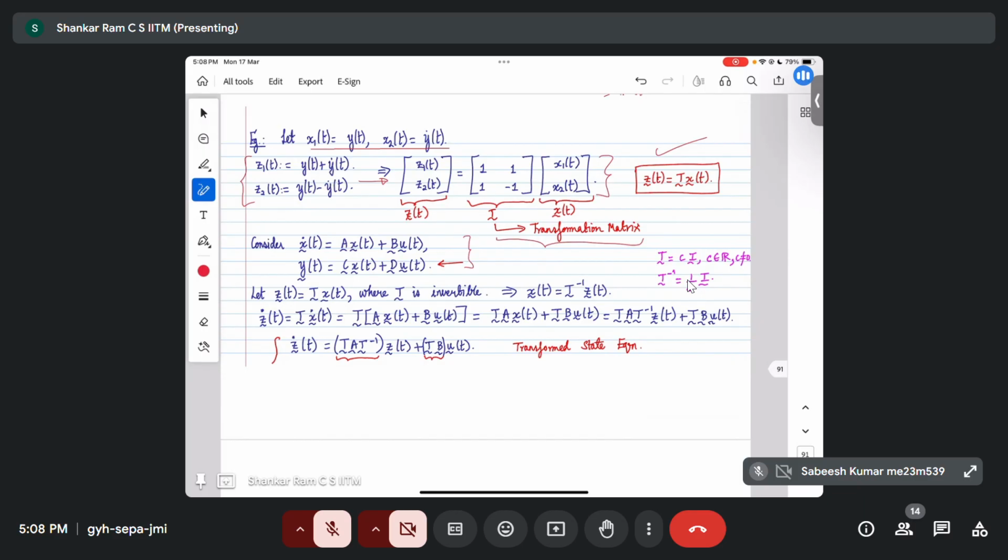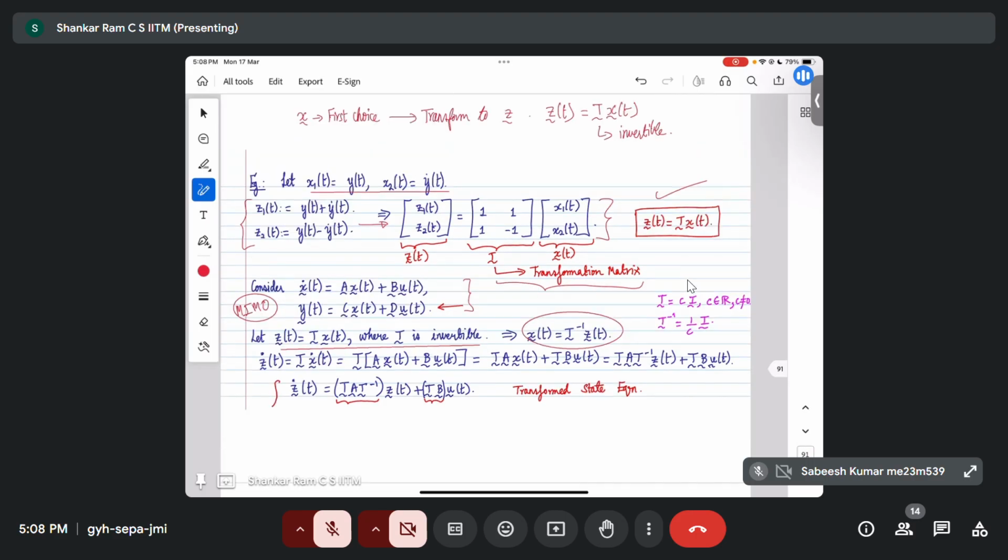If we consider the multi-input, multi-output state space representation, where x dot equals Ax plus Bu, y of t equals Cx plus Du, and we take z of t to be T times x of t, where we took T to be invertible, then we can get x of t to be T inverse z of t. That is, we can also invert the transformation matrix T so that we can get x of t equal to T inverse z of t. So this is also possible.